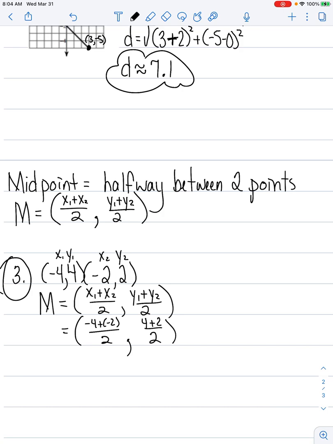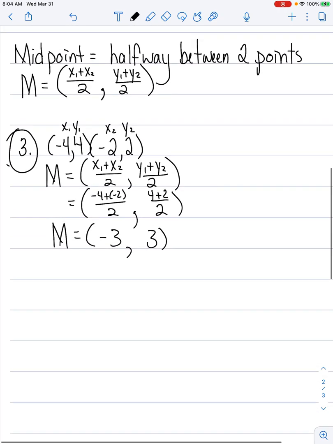Now again, you can use your calculator for each of these. That is no problem. Negative 4 plus negative 2 is negative 6. And negative 6 divided by 2 is negative 3. And then for my y, 4 plus 2 is 6, and 6 divided by 2 is positive 3. So my midpoint between these 2 points is the point negative 3, 3.